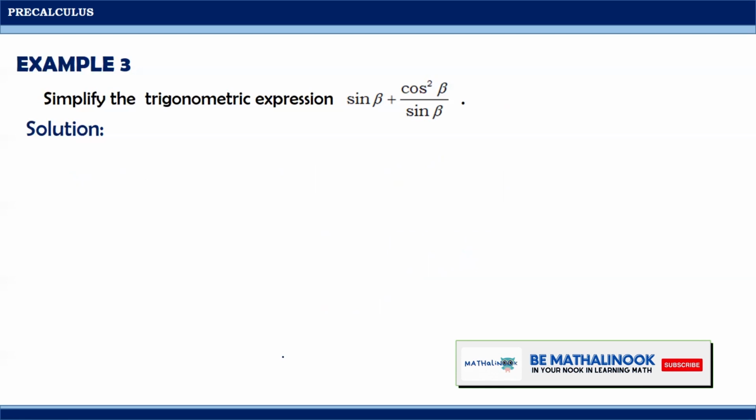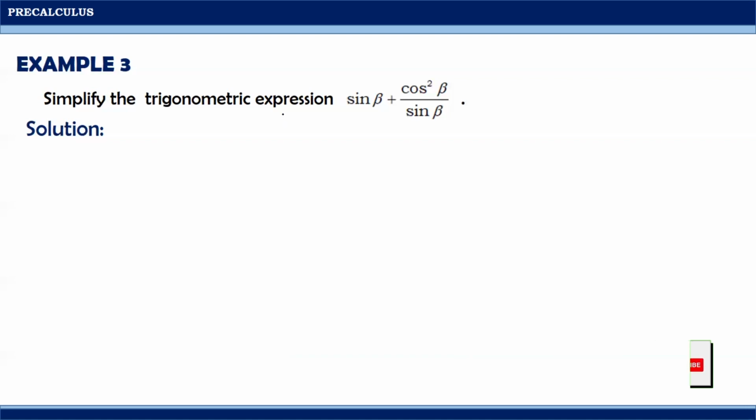Let us try this last example. Simplify the trigonometric expression sine beta plus cosine squared beta over sine beta. Since we have all the trigonometric expressions in terms of sine and cosine, we don't actually need to change anything. So what we need to do is simply add the two expressions.